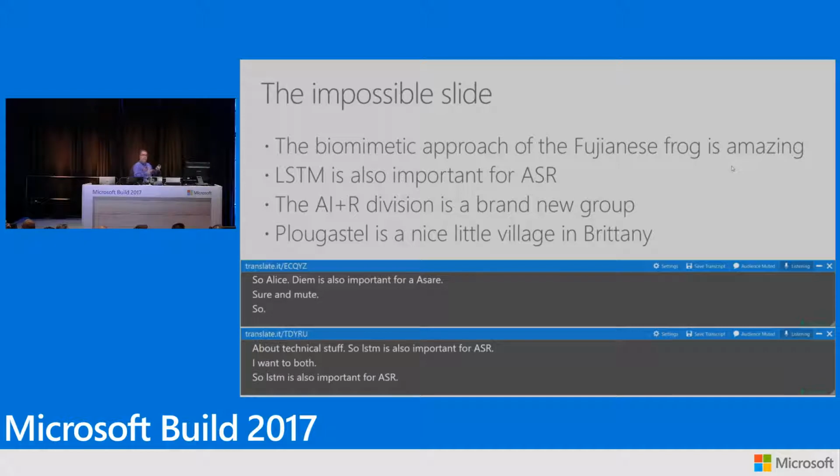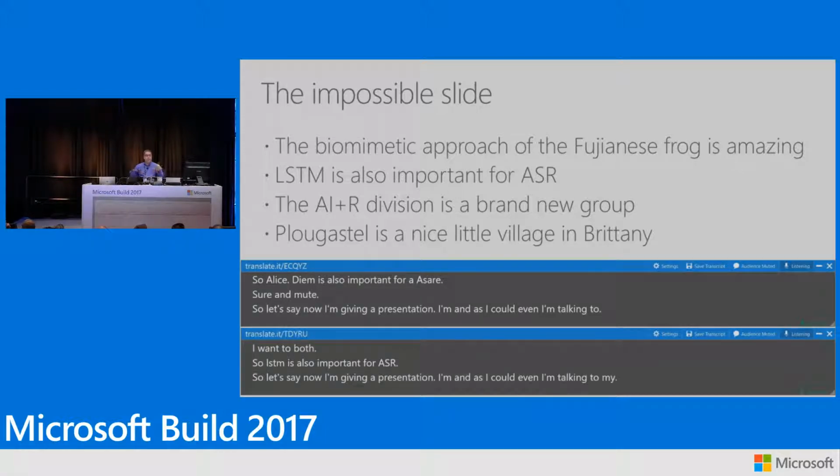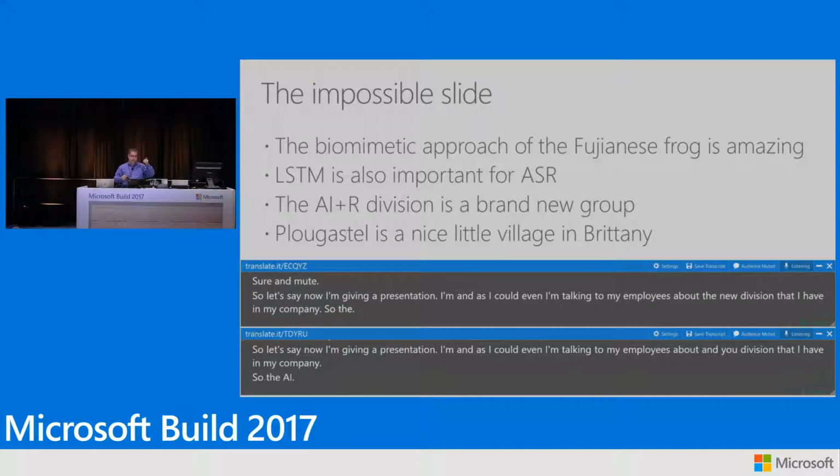So let's say now I'm giving a presentation, I'm an executive, and I'm talking to my employees about a new division that I have in my company. So the AI plus R division is a brand new group. So you can see again, on top, it got almost right. And below, it got exactly what I was expecting. And by the way, I don't need to read exactly how the sentence looks like. I'm just doing this here. We can try in different orders.